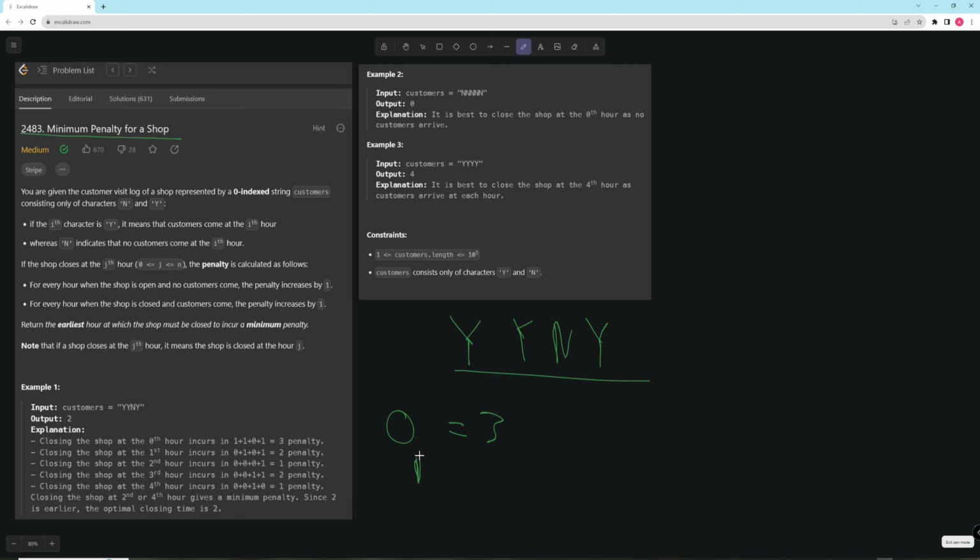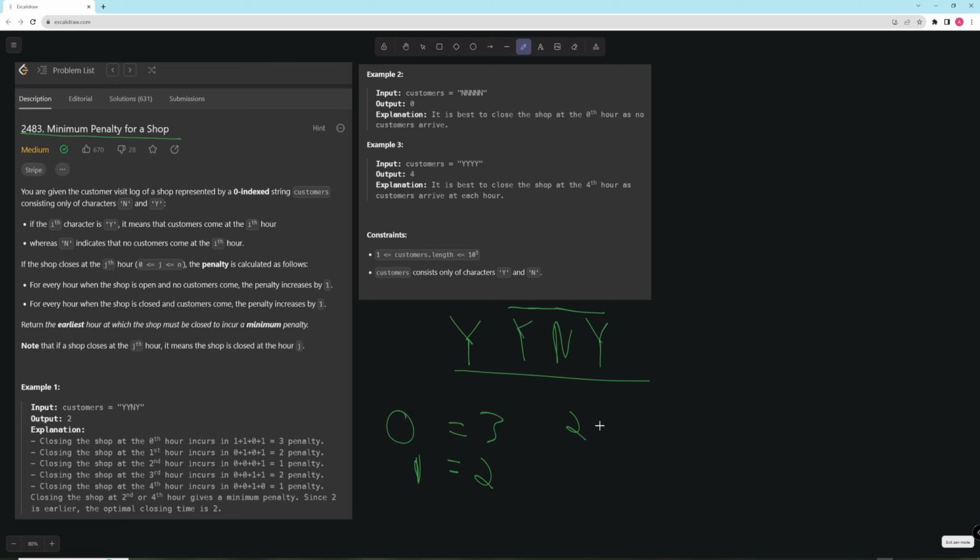If the shop closes at 1, that means for every time before the 1 that a customer did not come, we're going to get a penalty. And every time after a customer did come, we're going to get a penalty as well. So here, a customer did come, but it closes now, and so here customer did come, so we have a penalty. It did not, and then it did, so we have penalty 2.